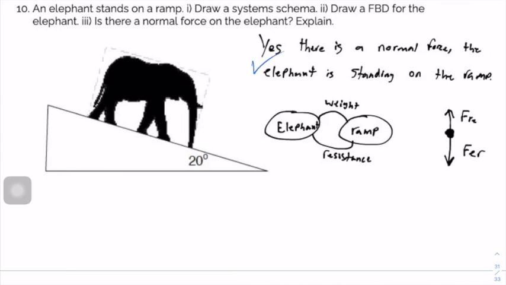Okay, that's good. Force of elephant. Again, what's pulling down is the earth. Person's missing the earth. So I know that they have weight to the ramp. It has to be weight to the earth. So earth, elephant is weight. Direction is wrong. Label's wrong.